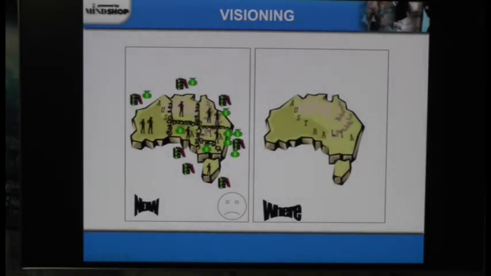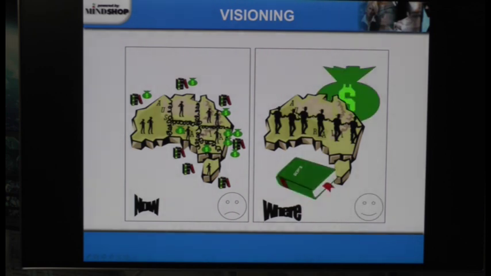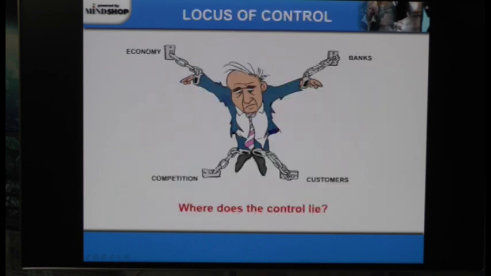Visioning is very, very important. Vision where you are now and where you want to be. Some people don't want to draw it now, that's fair enough. The key box there is draw where you want to be. And so this is just an example. And you've got the dollar sign there too.